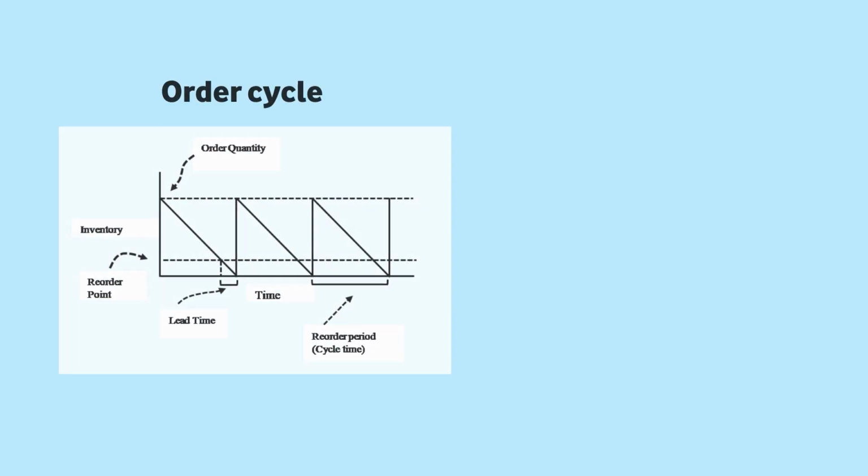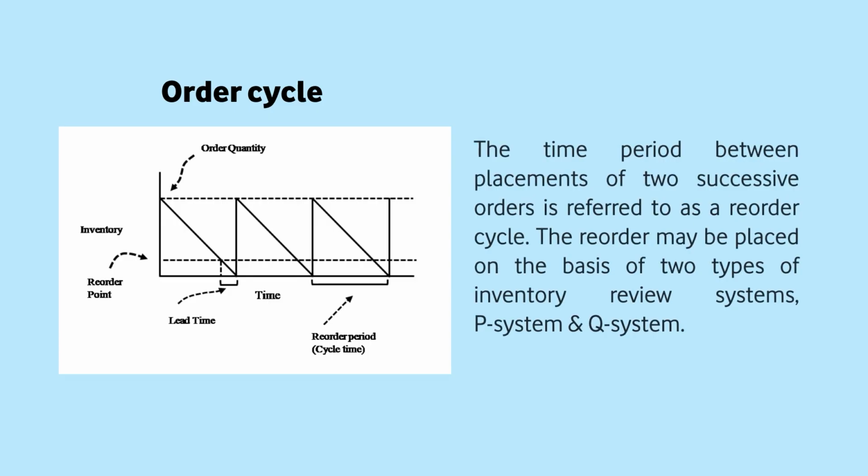Order cycle. What is the order cycle? The time period between placement of two successive orders is referred to as the reorder cycle. Suppose on the 20th of January you took an order, and on the 20th of March we place the order again. That means the order cycle is 2 months. After every 2 months the order will be repeated, so it will be taken into account.